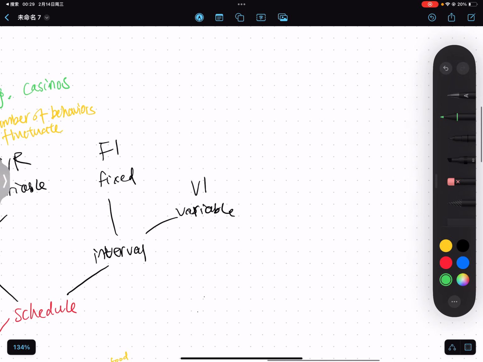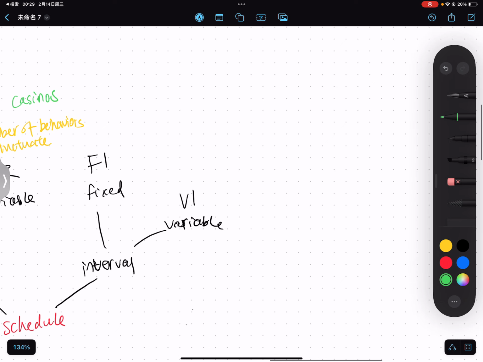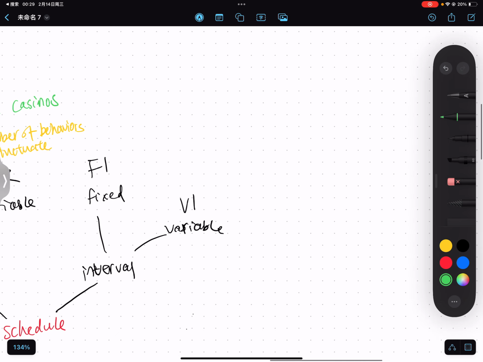And for the FI, it's the time that must pass before reinforcement becomes available. So the time is fixed. For example, after 3 minutes it will give you a reward. And the VI is like you sometimes wait 30 seconds and sometimes 1 minute to get the reward. So it is quite uncertain.